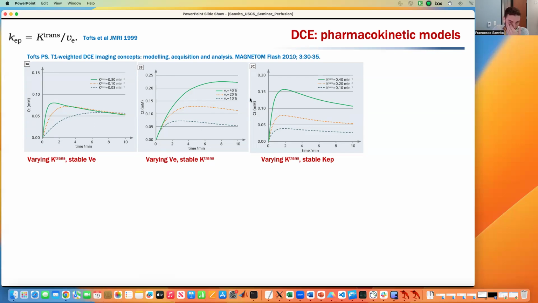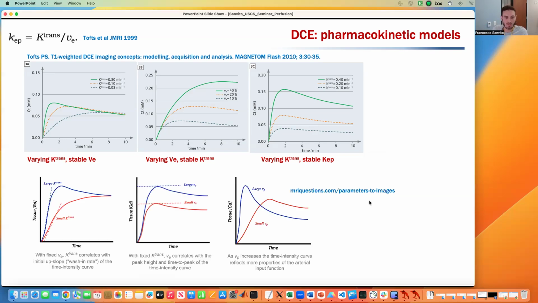the voxel. Whereas if I have a larger Ve, so a larger extravascular space, it's more of the tail of the curve that becomes higher and higher because there is more space for the contrast to extravasate without necessarily immediately flowing back into the intravascular space. Let's simplify and not talk about this in the specifics, but you see how also in MRI questions there are some schematics that show how Ktrans and Ve changes affect the shape of the curve.